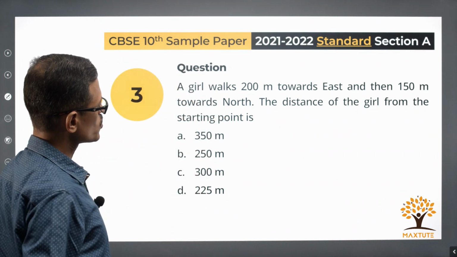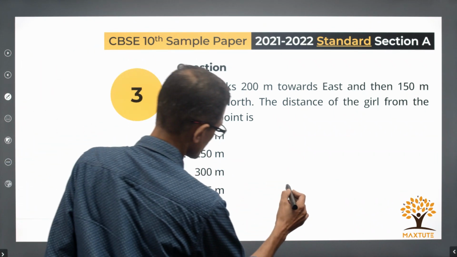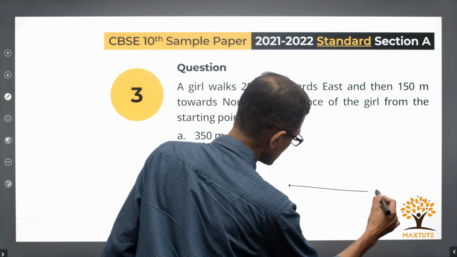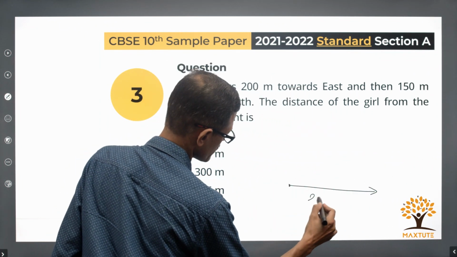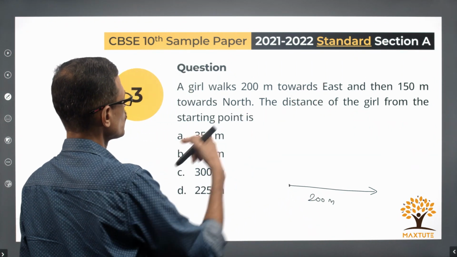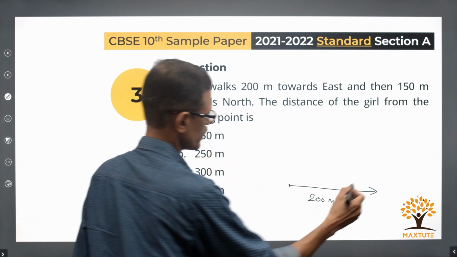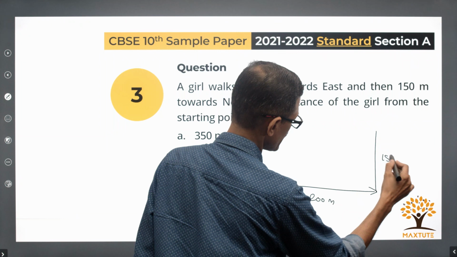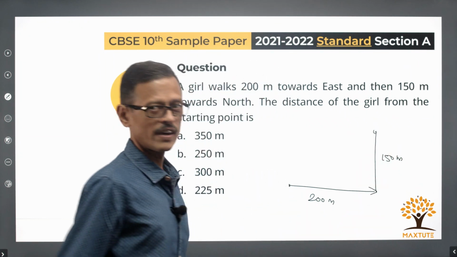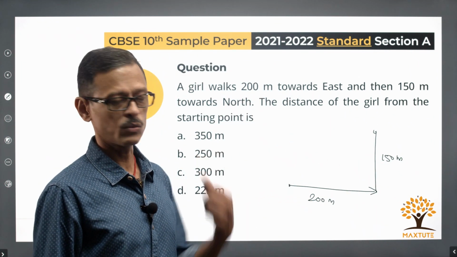A girl walks 200 meters east, right? Let's say this is her starting point. She is walking 200 meters east, right? This is 200 meters east. And then 150 meters north, which is going upward. From this point, she is walking 150 meters north. So this is the place where she will be after covering this 200 meters and 150 meters.